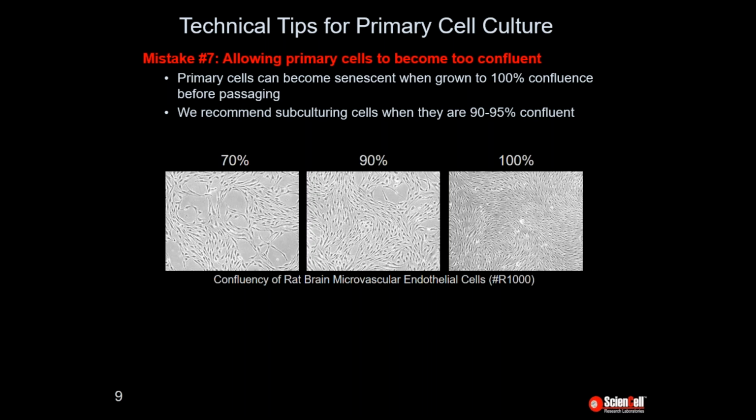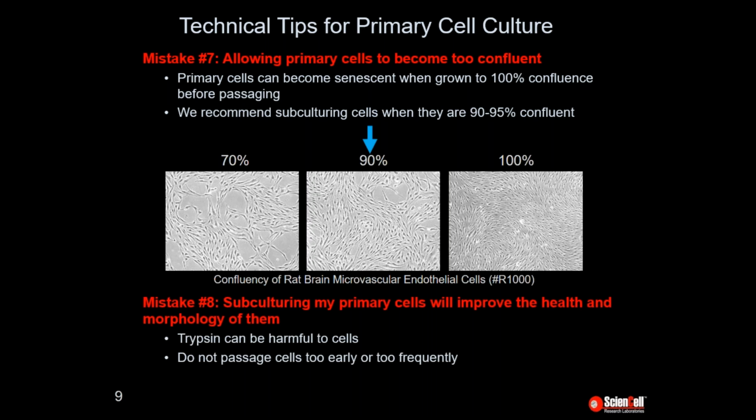As an example of confluency, I show rat brain microvascular endothelial cells at 70, 90, and 100% confluent. The 100% confluent image does show you how pure your endothelial cell culture is, but it is not optimal when you are trying to passage your cells. We recommend subculturing primary cells when they are 90 to 95% confluent, depending on the cell type, and planning the timeline for your experiments appropriately.